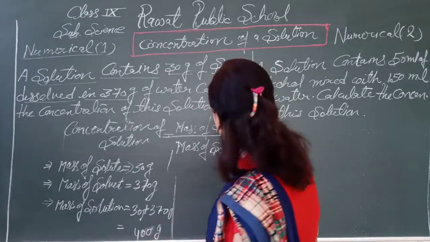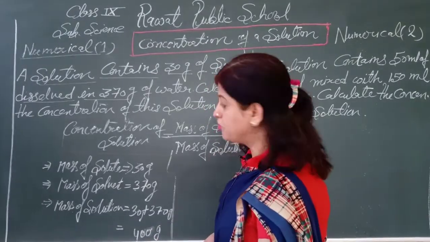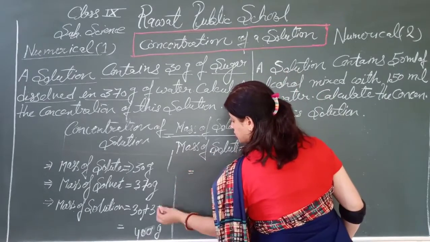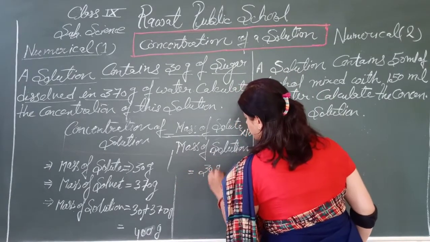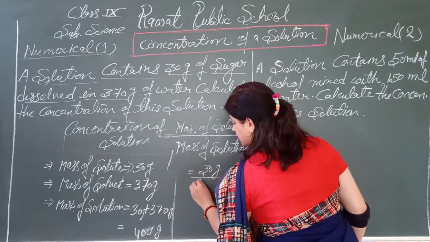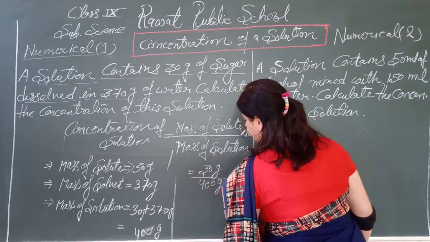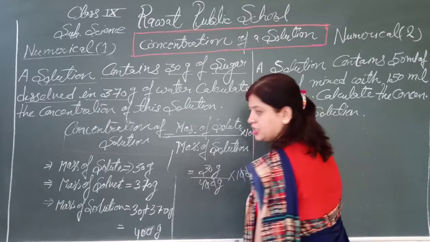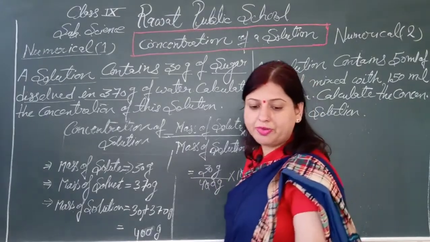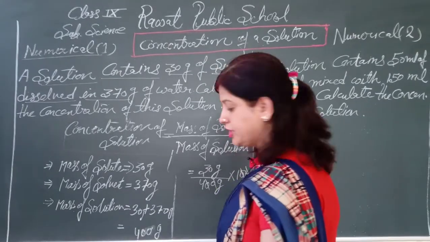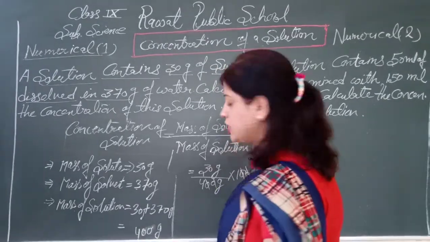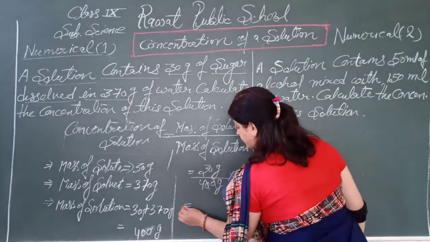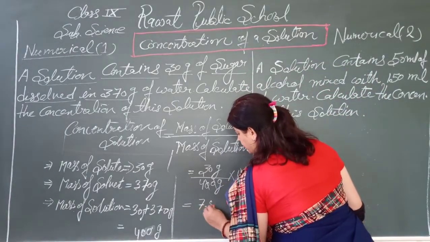Now put the values in this formula. Mass of solute is 30 gram. Mass of solution is 400 gram. Multiply by 100. The zeros cancel. Now find 30 divided by 4. What is the answer? The answer is 7.5.